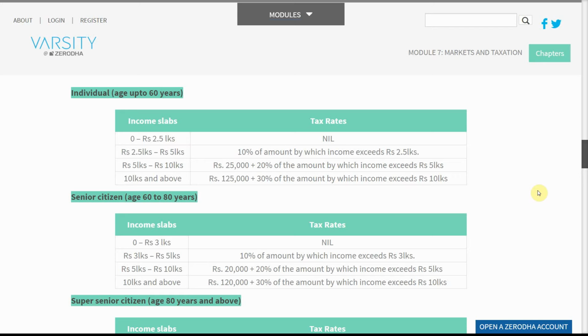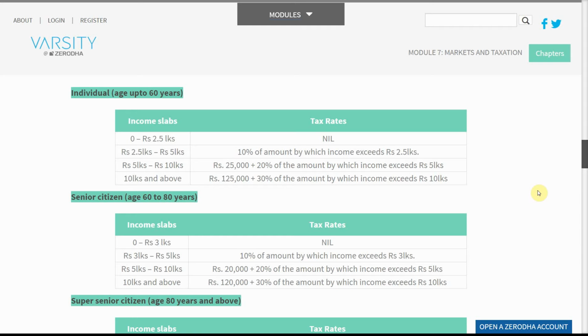Super senior citizen, age 80 years and above. Income slabs, tax rates. Up to 5 lakh: nil. 5 lakh to 10 lakh: 20% of the amount by which income exceeds 5 lakh. 10 lakh and above: Rs. 100,000 plus 30% of the amount by which income exceeds 10 lakh.